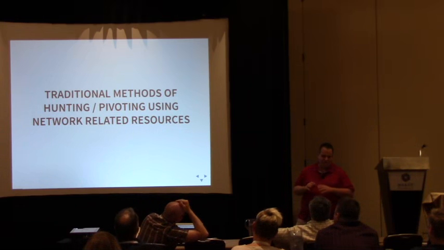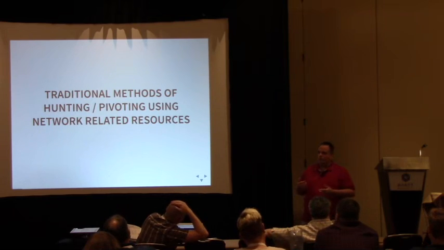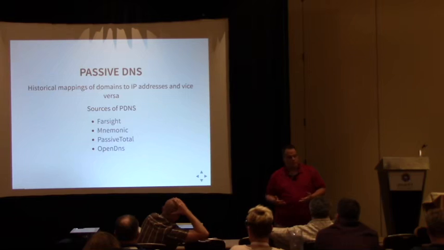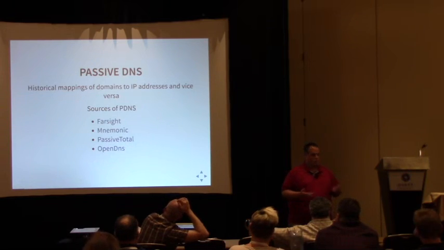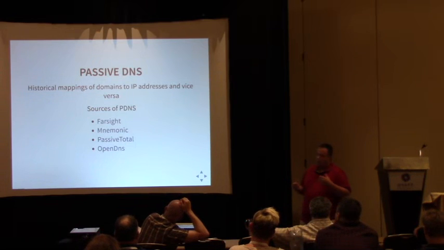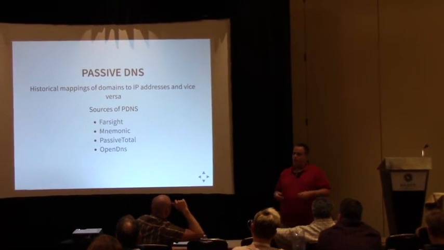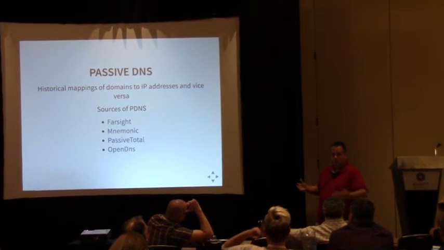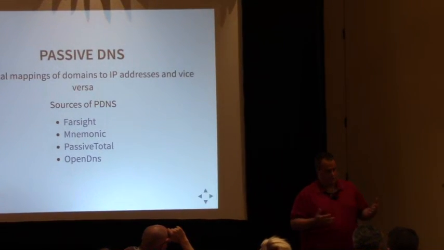So with that, I'm going to preface some of what I'm talking about with some traditional methods of hunting or pivoting when you're looking for network-related resources. First, passive DNS. For those that may not be aware, it's the idea of historical mappings of DNS addresses or domains to IP addresses and IPs to domains. So the idea of, hey, what did CNN.com resolve to over the past 2 years? That way you can look historically where some domain actually resided on an IP address.